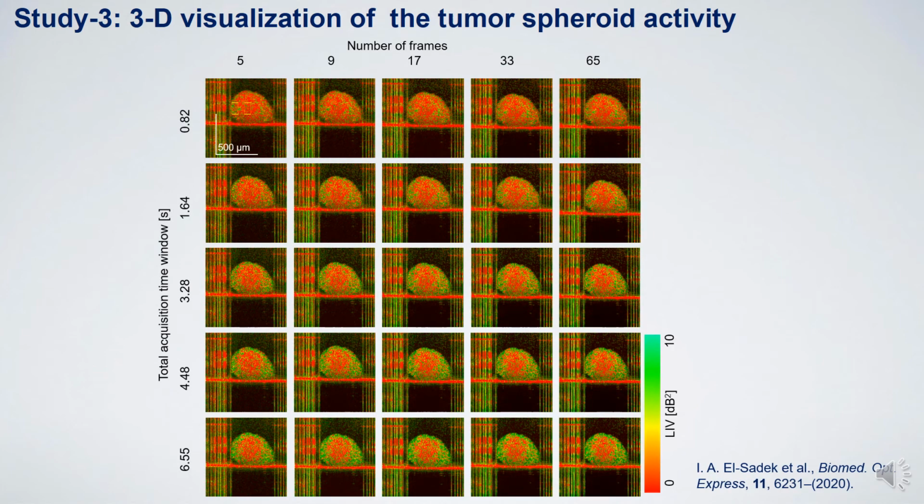In our recent publication, we made an optimization analysis where we created the dynamics image using a different number of frames and total acquisition time window. And this figure shows that 17 or 33 frames are sufficient for tissue dynamics imaging as far as the total acquisition time window is large.